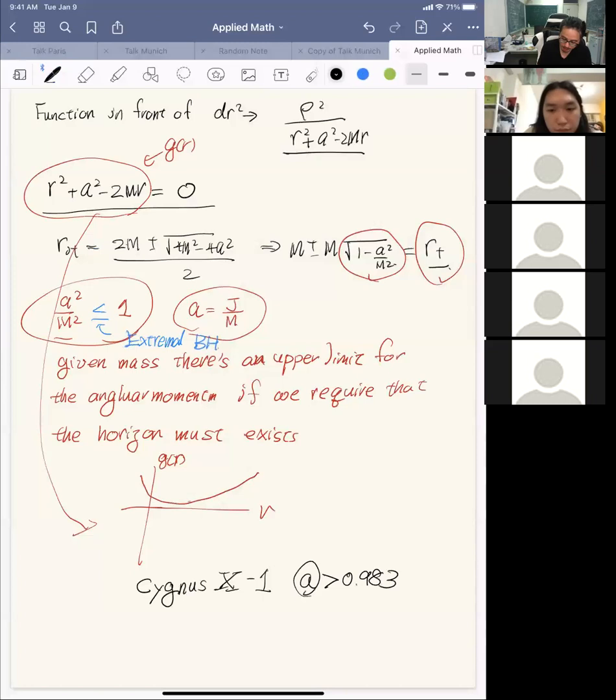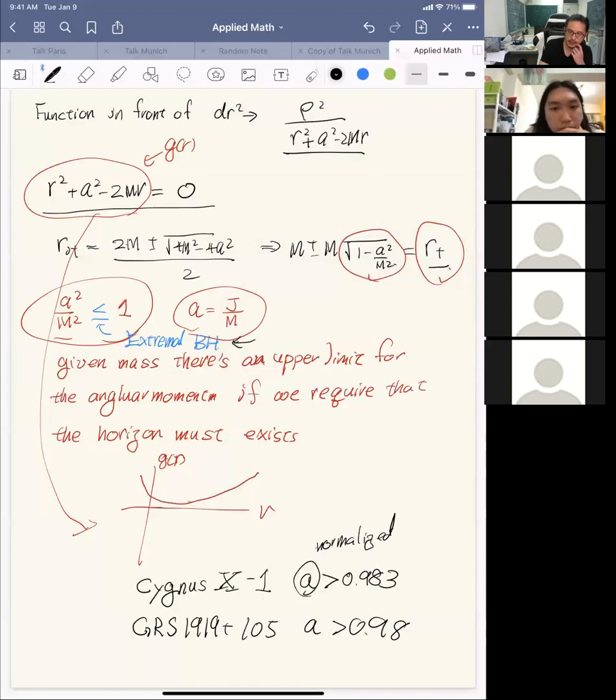Here, this is normalized by M. So this is a normalized A. There are many of these. I just picked another one, which has a value of A of 0.98.